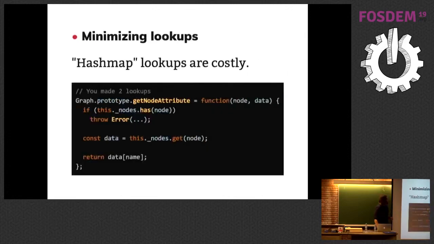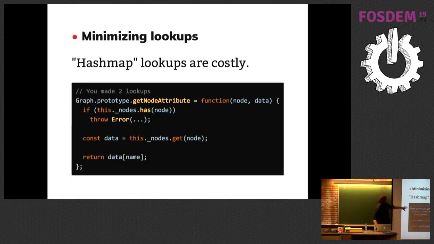So first thing is minimize your lookups. So lookup, what is a lookup? A lookup is if you need to access an object property, if you need to access, for instance, a key in a map or in a set, etc. Those things are the most costly thing in JavaScript. So if you minimize this, you will go up in performance.